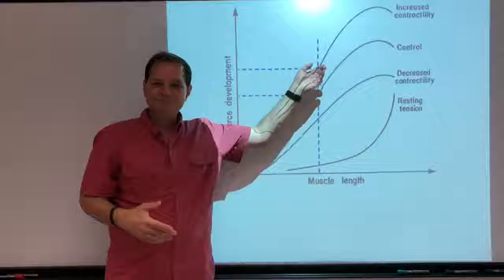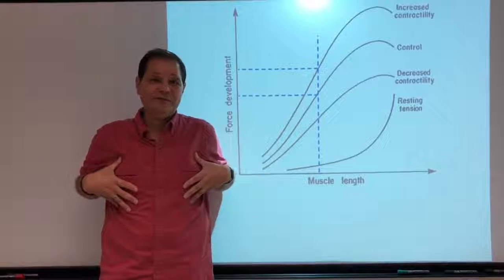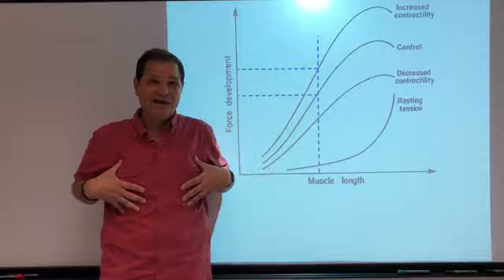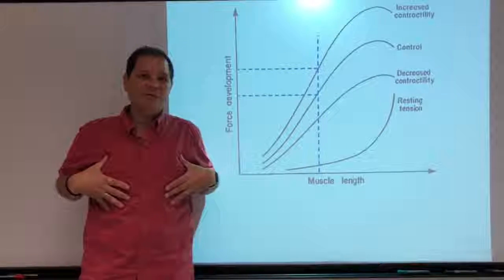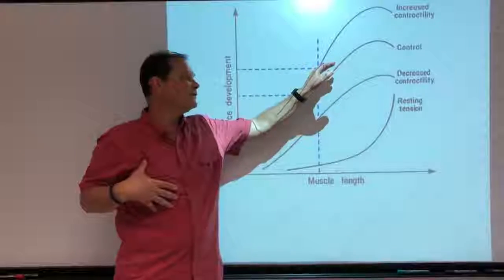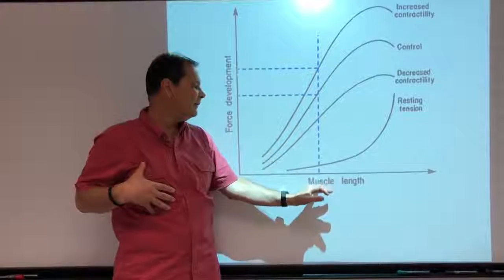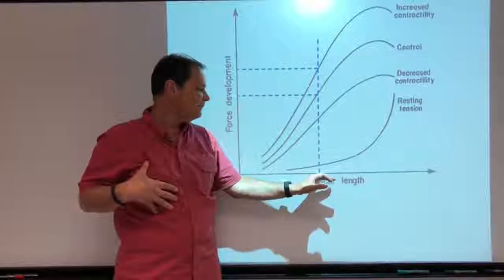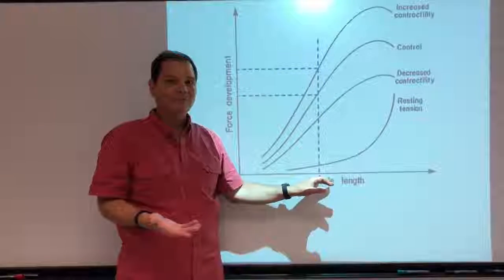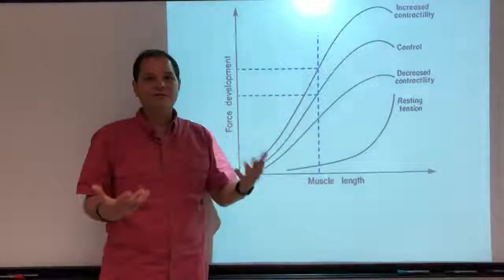Which means that if I've filled the heart to the same volume, and I've stretched the muscle fibers to the same extent, if I've stimulated that heart with a sympathetic nervous system, I will get more force of contraction and therefore more stroke volume at the same muscle length, that is the same filling volume. Okay? So increasing contractility increases my stroke volume.